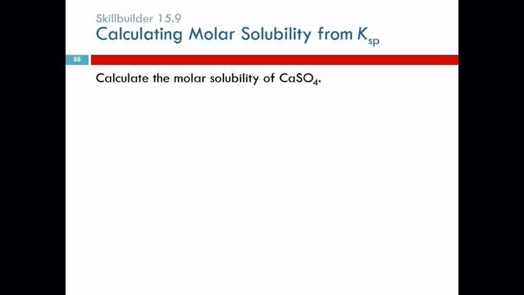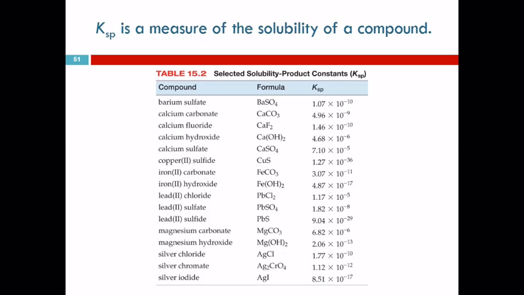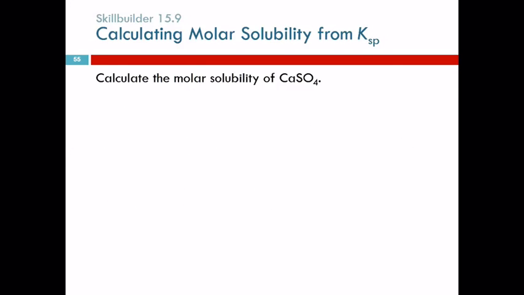Calculate the molar solubility of calcium sulfate. There's no numbers in the problem. What do we do? Well, we need a number. We're going to have to look it up. That's why you have a book. Look, there's this nice table. Calcium sulfate, 7.10 times 10 to the minus 5. KSP equals 7.10 times 10 to the minus 5.